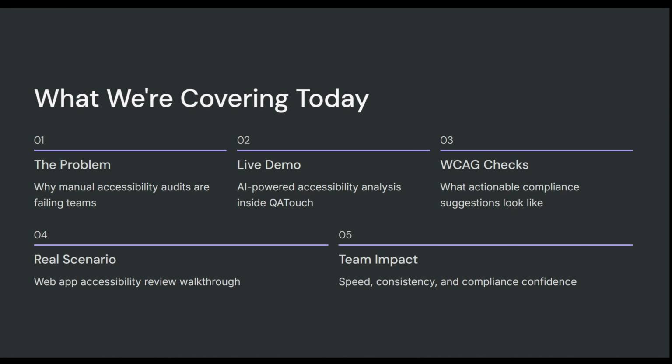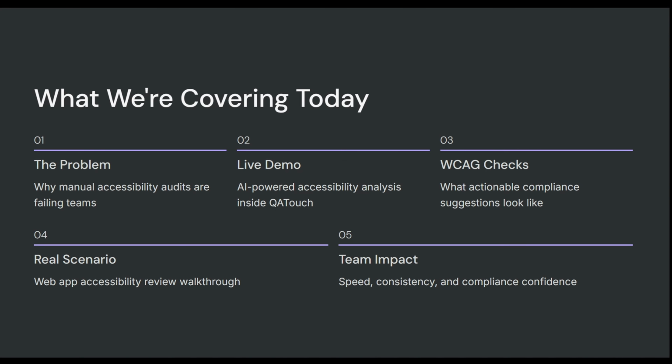Accessibility isn't nice to have. It's a legal requirement in many countries. It's a user experience issue for millions of people, and it's one of the most commonly skipped steps in QA. Today, we're diving into accessibility testing, specifically how you can use QA Touch's AI features to do a lot of the heavy analytical work so your team can focus on things that actually need human judgment.